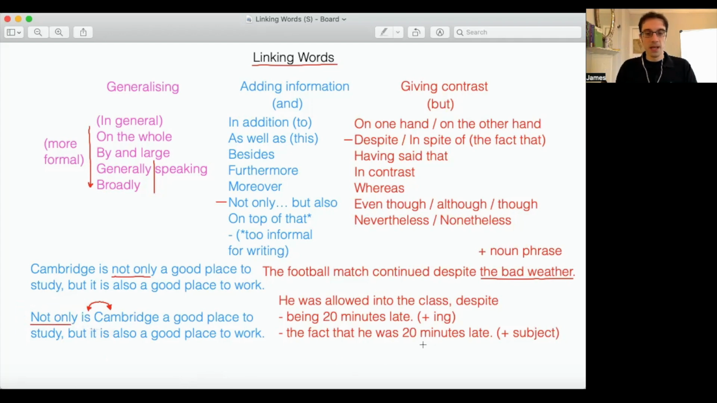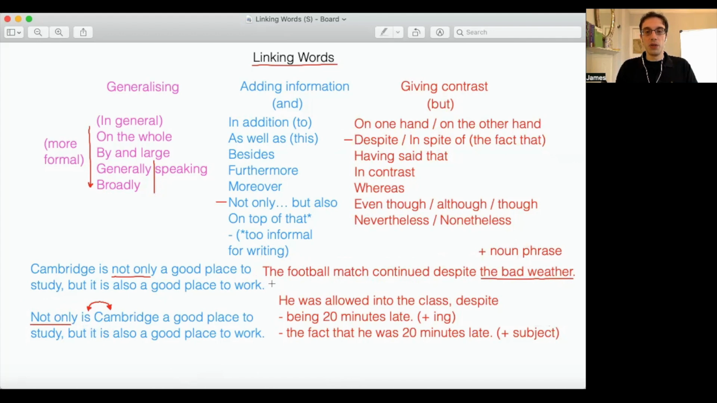Okay? Now, before we finish this section, let's give an example of despite. So let's look at the first one. The football match continued despite the bad weather. Okay? So here, despite is followed by a noun phrase. The noun is weather, and then we qualify it with the adjective bad. And we give that contrast there.